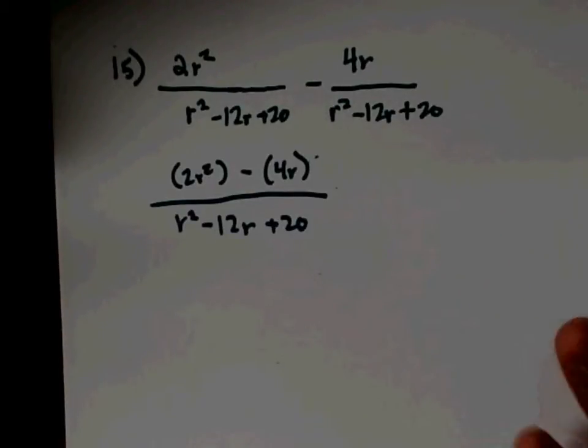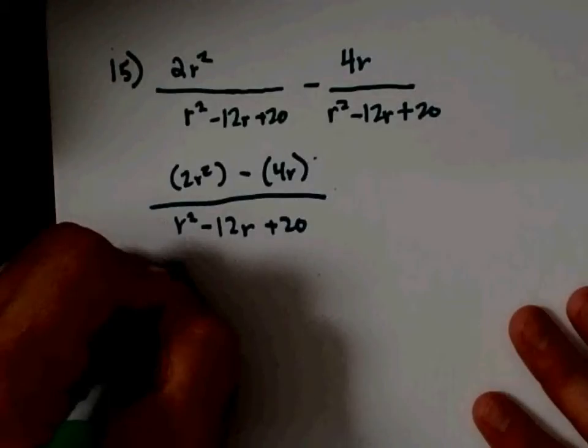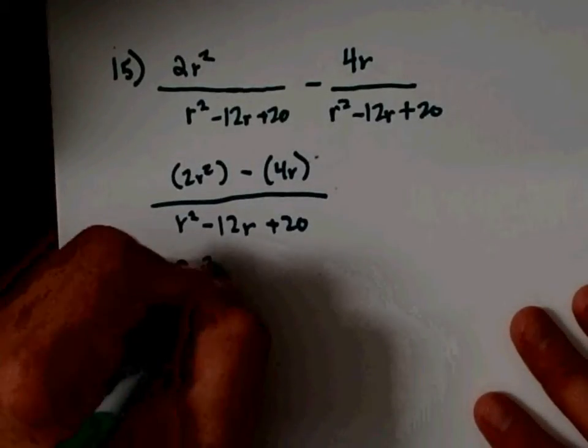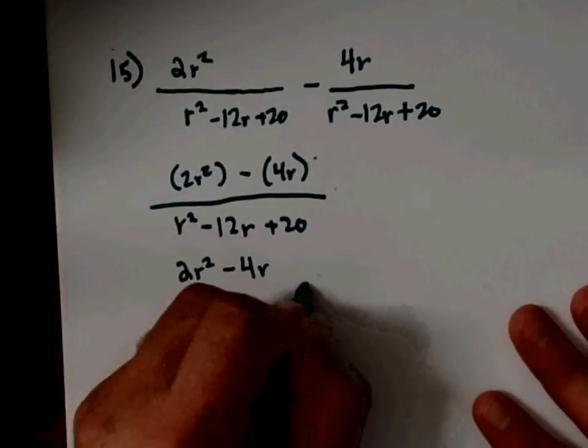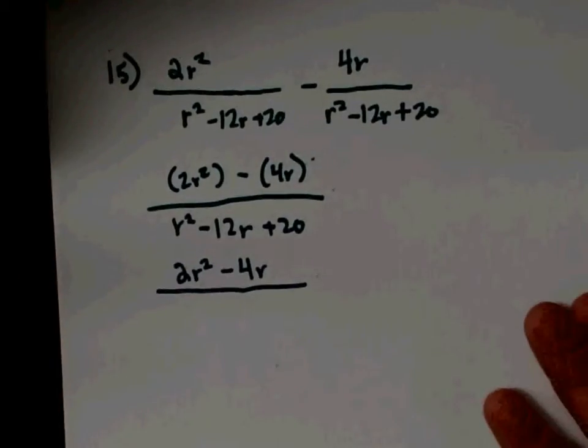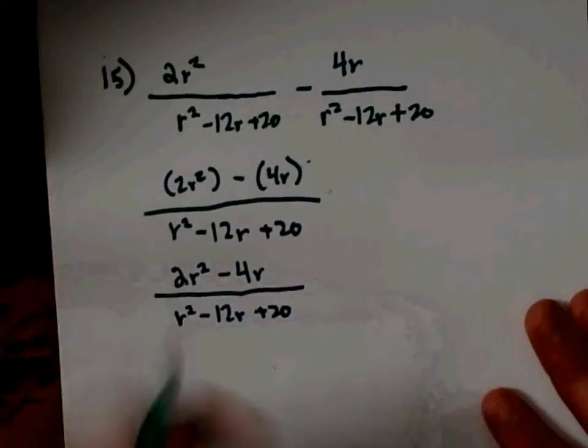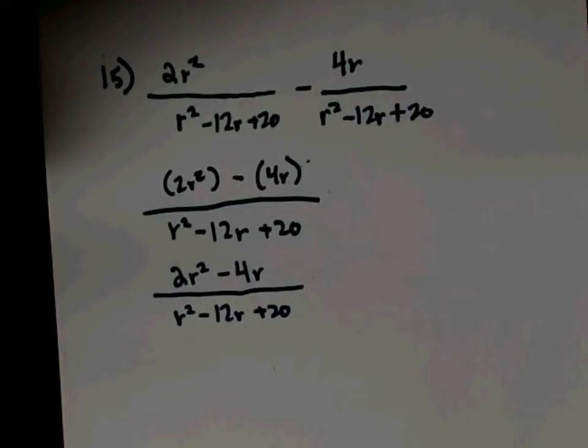And so up at the top, you're going to have a distributing of positive 1 and negative 1, so you're going to get 2r squared minus 4r, over r squared minus 12r plus 20. What do you notice about both the numerator and the denominator? They'll both be quadratics, right? What's missing in the top? The third term. So we're missing the c. And so with that, yeah, I could make that plus 0 and do all that stuff.